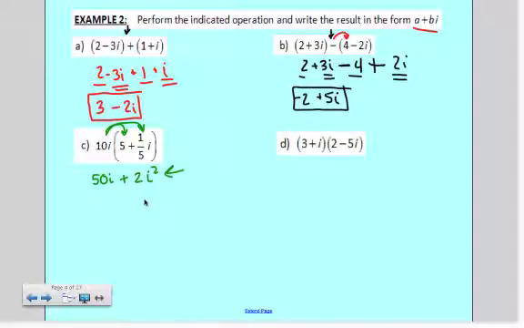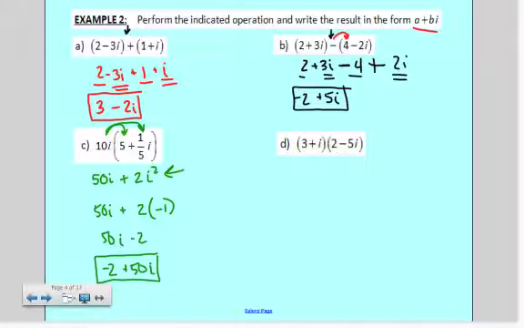So what we're going to do is write this as, once again, 50i. That's fine. 50i plus 2 times parentheses i squared is negative 1. And you can see that's going to give us 50i minus 2. Look up at the rules. It says to write it in a plus bi form. So we're going to rewrite that as negative 2 plus 50i.